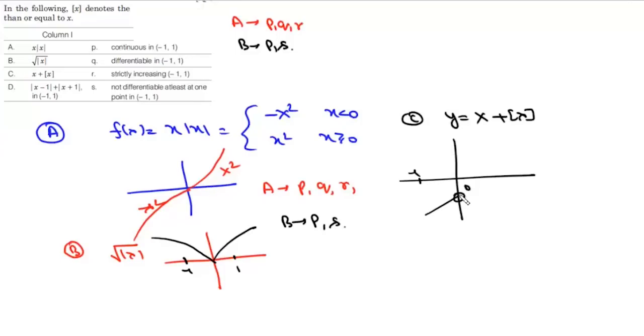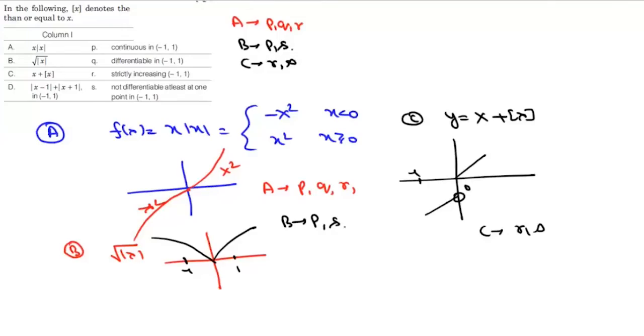So it will be this graph between 0 and 1, this is x. Now this is discontinuous, not differentiable, but strictly increasing and not differentiable at least at 1 point. So this C, it matches with R and S.